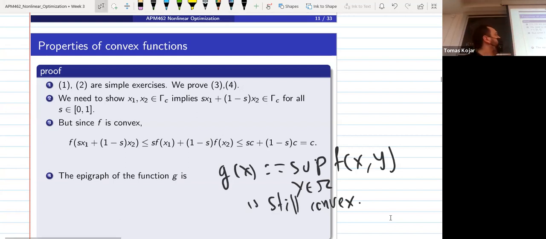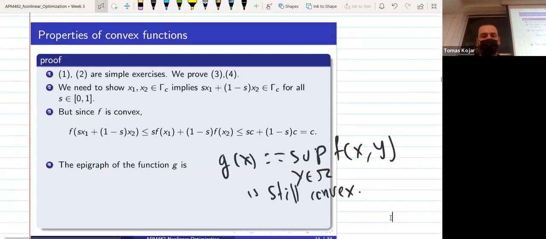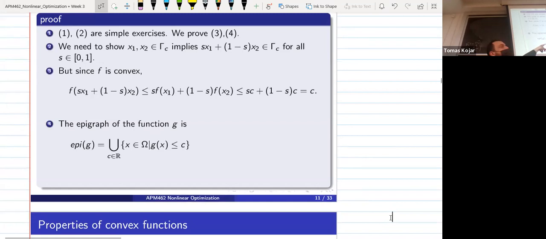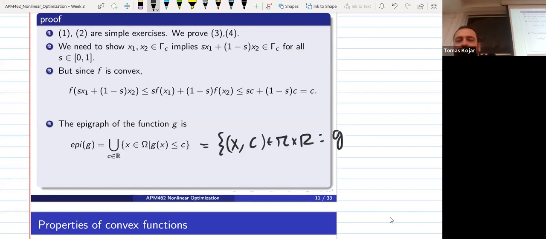Anyway, so I'm going to use another proof with the epigraph. So this is the epigraph of the function by definition. I don't like the way I write it. Let me write it a different way. So this is the set of (x, c) in omega cross R such that g of x is less than c. Yeah, that's much better. I don't like the unions. It gets confusing.